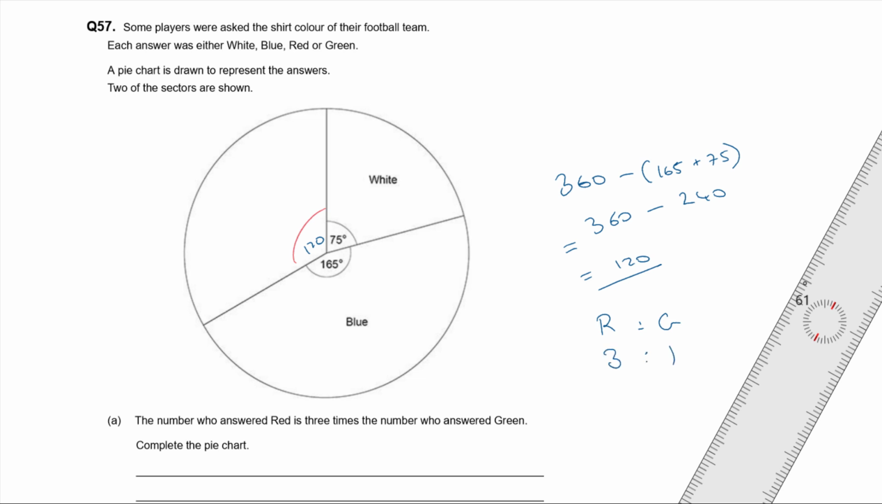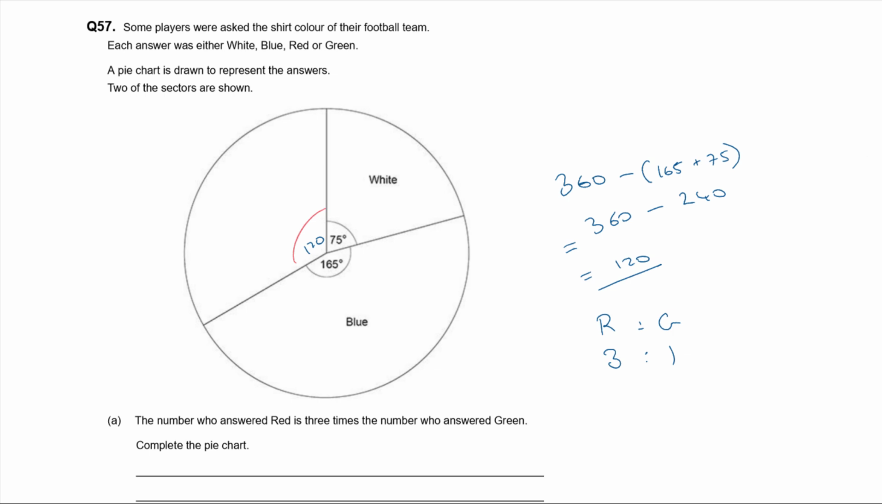Okay? So essentially what I've got here is a dividing by a ratio question. I need to divide out the angle of 120 degrees between the red and the green in a ratio of 3 to 1. So if I've got 3 shares and 1 share, then altogether I've got 3 plus 1 equals 4 shares. If I do 120 divided by 4, I get 30. So if I take my ratio 3 to 1 and I scale it up by a factor of 30, I'm going to get a 90 degree angle and a 30 degree angle for red and green, then, aren't I?